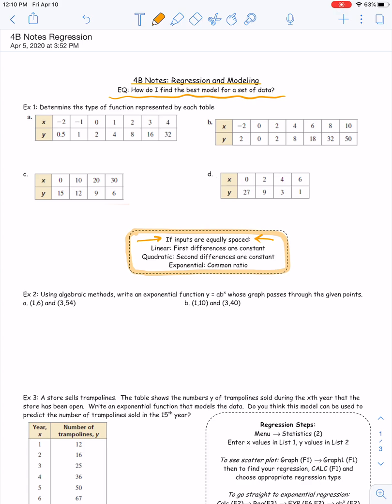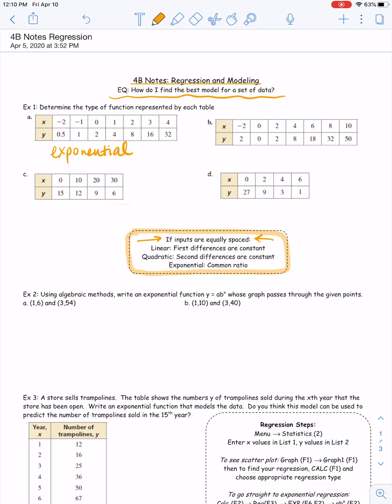In part A, I look at my changes in y's: 0.5 to 1, 1 to 2, 2 to 4, 4 to 8, 8 to 16, 16 to 32. I can immediately tell that I'm not increasing by the same value. And because those numbers are pretty easy, it's very identifiable what's happening here. I'm multiplying by 2 every single time. 0.5 times 2 is 1. 1 times 2 is 2. 2 times 2 is 4. Times 2 is 8. Times 2 is 16. Times 2 is 32. So there is a common ratio here, which makes this data exponential.